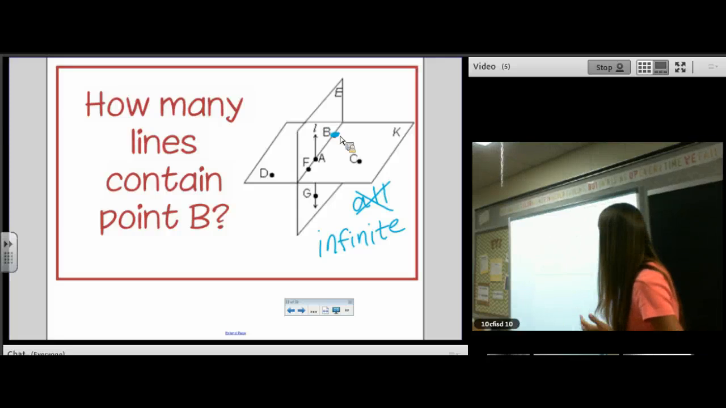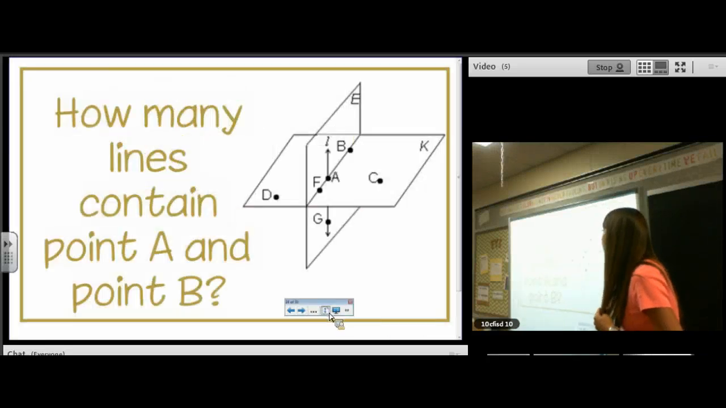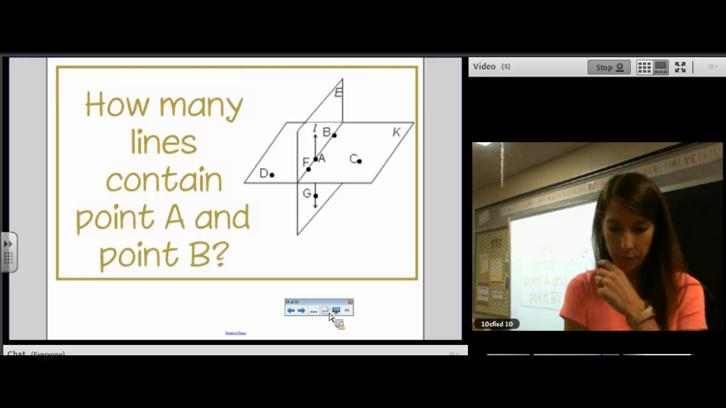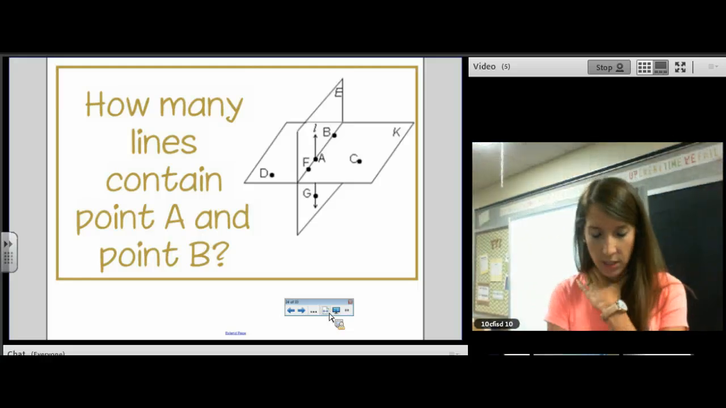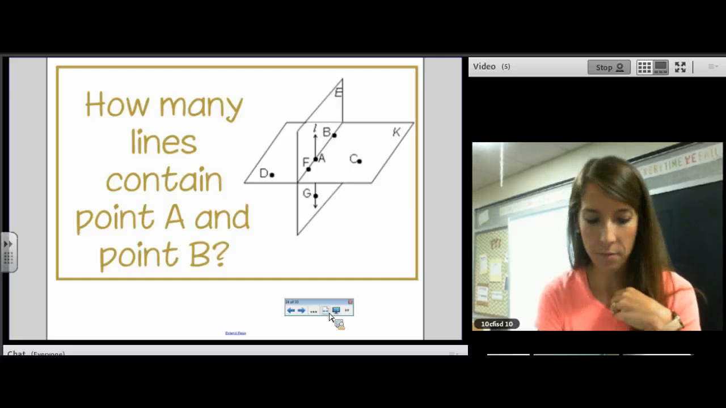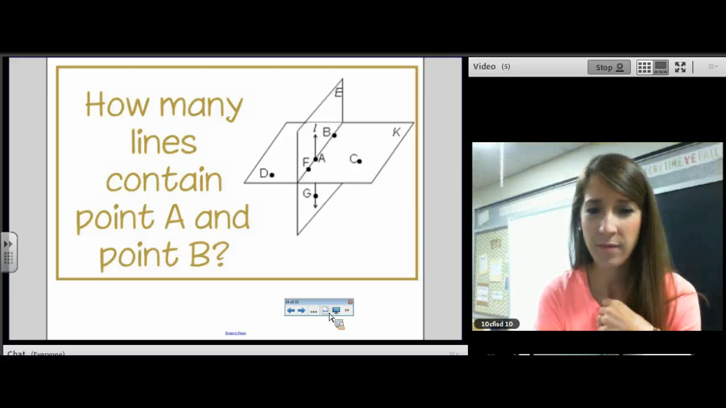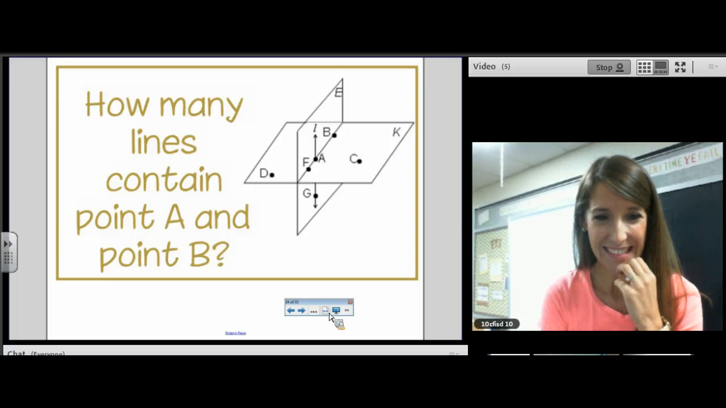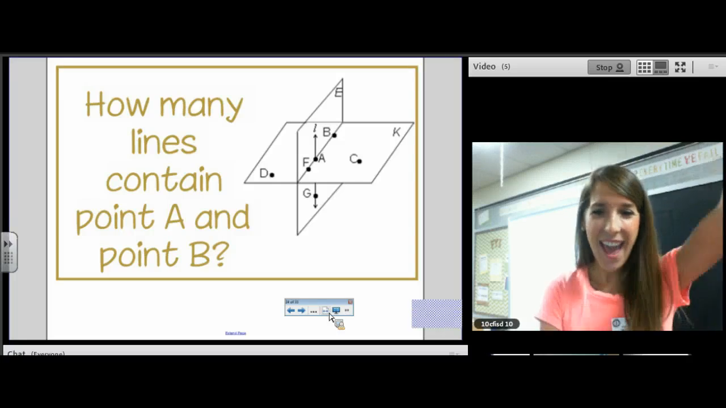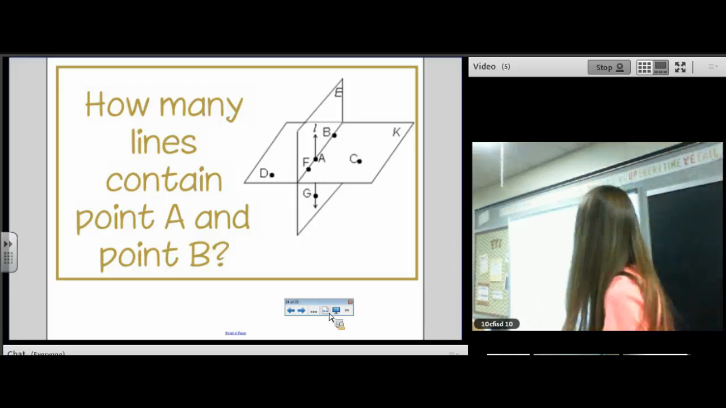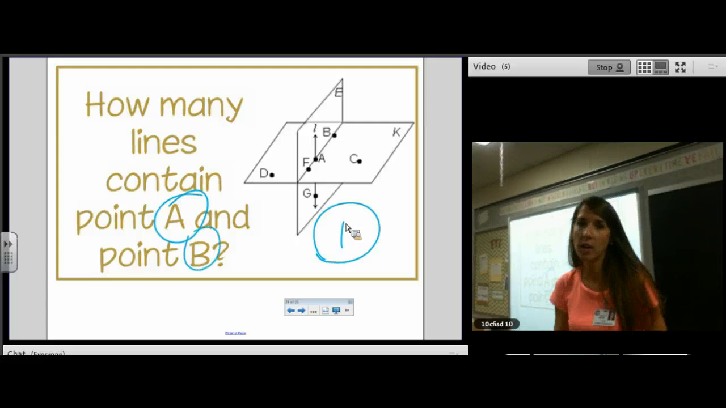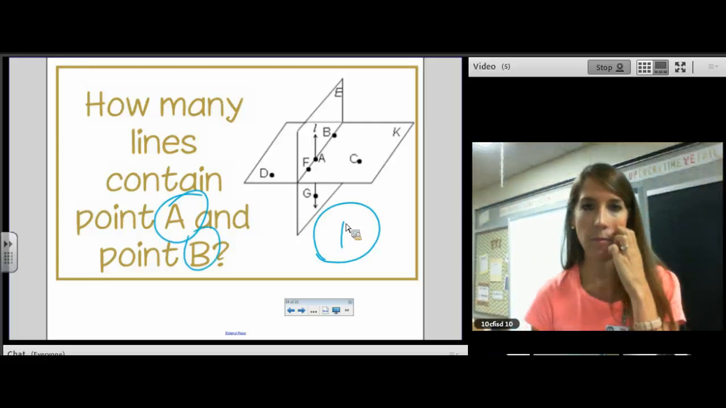Okay. Next one. How many lines contain point A and point B? Let's do Johan from Goodson. Yes! One is correct. There's only one line that contains both of these points. Remember, it takes 2 points to make a line. So there's only one.